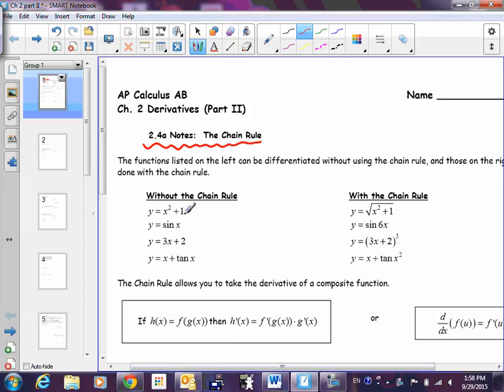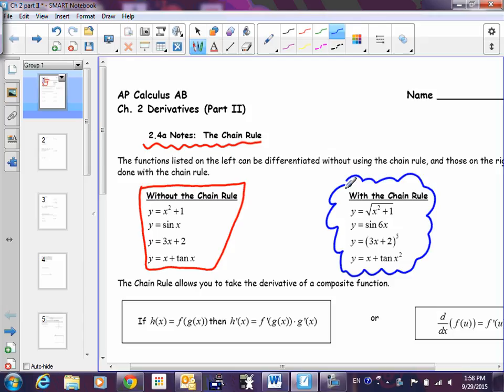So look at these problems down here. All of this could have been on your last test. All of these are derivatives that you should be able to do. What's different about these over here? They have to use the chain rule. So why do you think we need a new rule? What makes them different? Why are we not already able to do these types of problems?